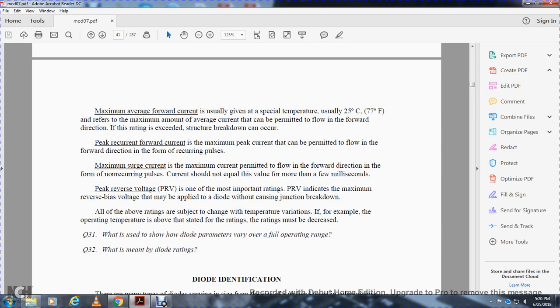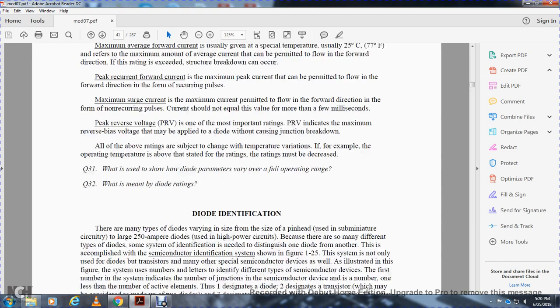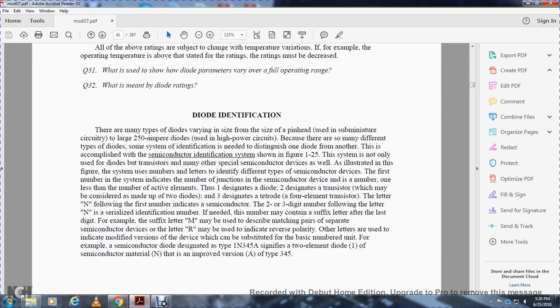Peak reverse voltage is one of the most important ratings. It indicates the maximum reverse bias voltage that, when applied to a diode, will cause junction breakdown. All of the above ratings are subject to change with temperature variations. If the operating temperature is above the stated rating temperature, the ratings will be decreased. Diode identification.